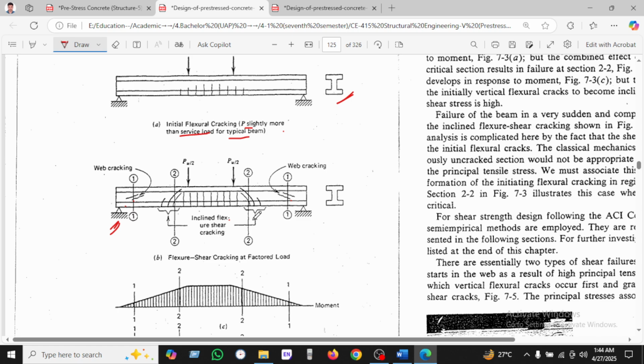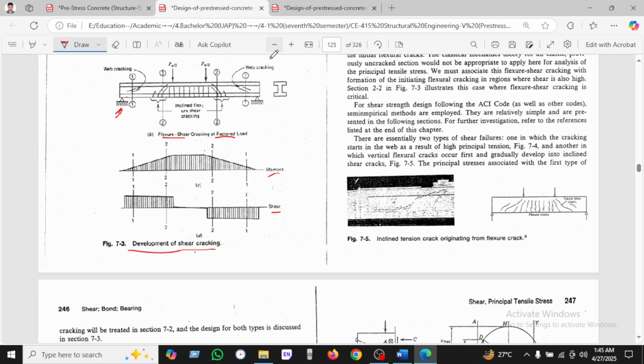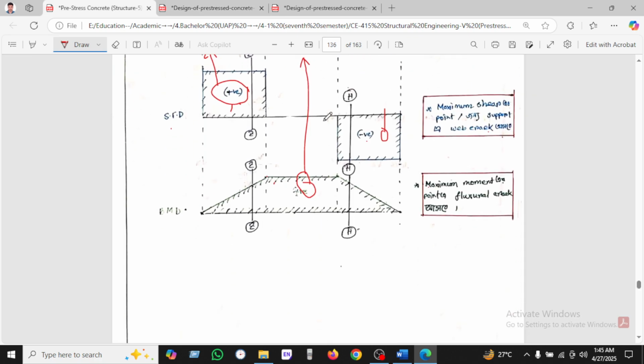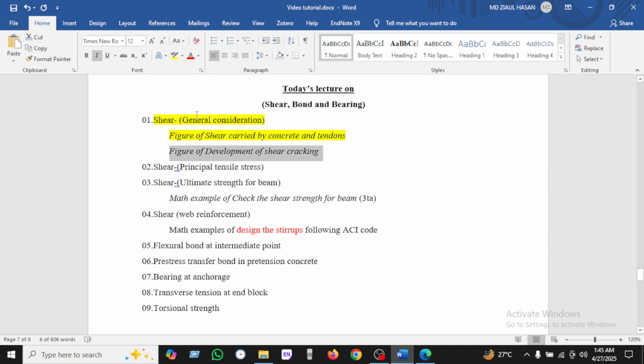This is the inclined flexure shear crack. Okay, the flexural and shear cracking at the factored load. This is the factored load. So this is the moment diagram, and this is the shear diagram. I have already shown this picture. Okay, so I hope that these are in depth.